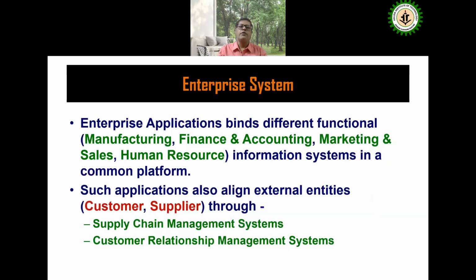Now, enterprise applications binds different functions, say manufacturing, finance, accounting, marketing and sales, human resources, in a common platform, in an information system concerned with a common platform. Such applications also align external entities, customer, supplier, even the government, through supply chain management systems and customer relationship management systems.